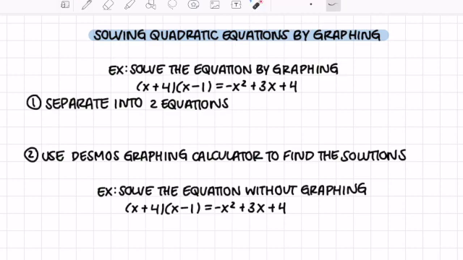Okay, so for the next one, we're going to be asked to solve the quadratic equation by graphing. So right here, we're asked to solve the equation by graphing out x plus 4 times x minus 1 equaling negative x squared plus 3x plus 4.